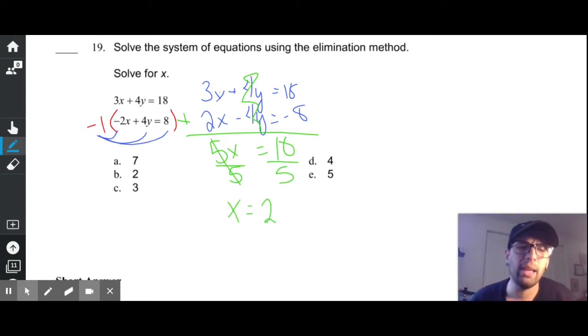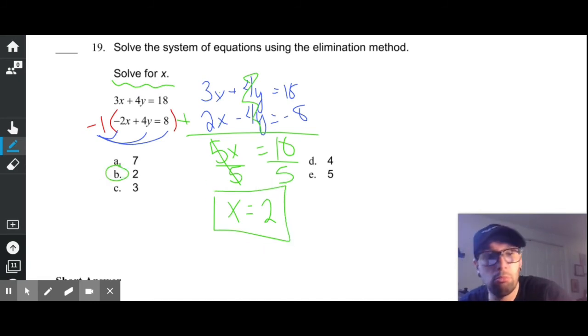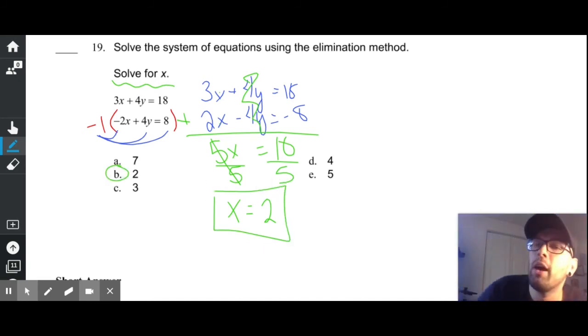Now, looking at my answers, you're like, well, those aren't points. What am I supposed to do? Well, here it says all I have to do is solve for x. What did I get just now? X. X is 2. I'm done. I don't have to find y. Look how easy that is. So friendly.